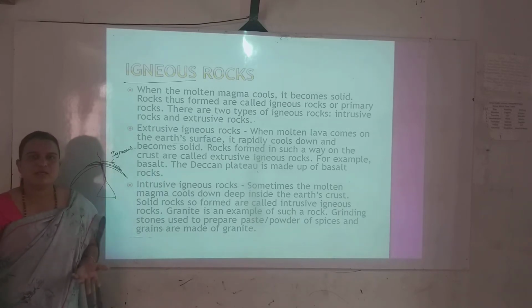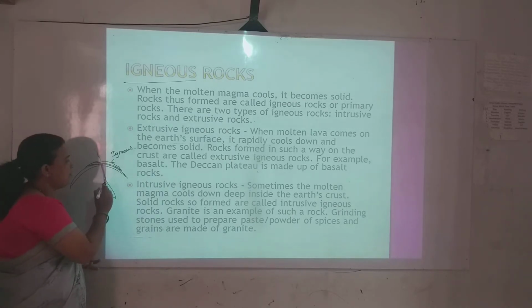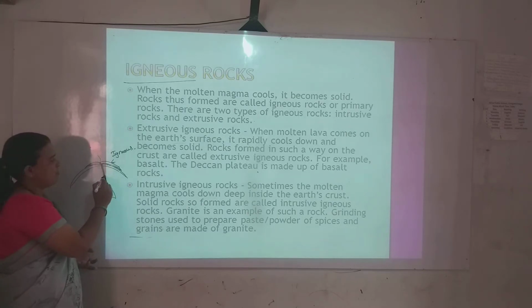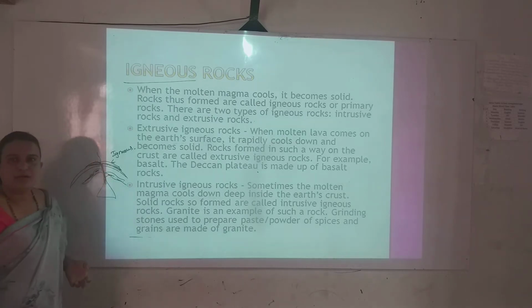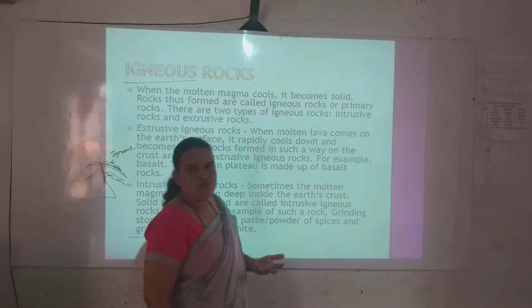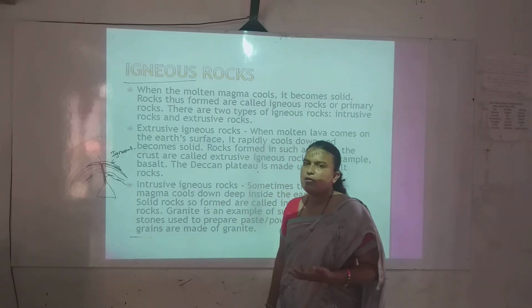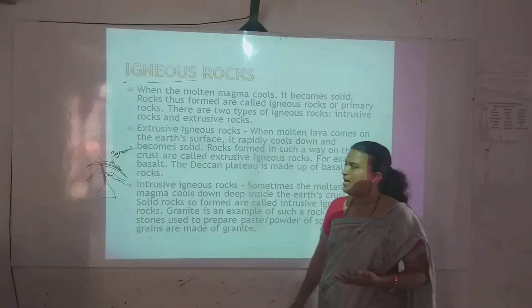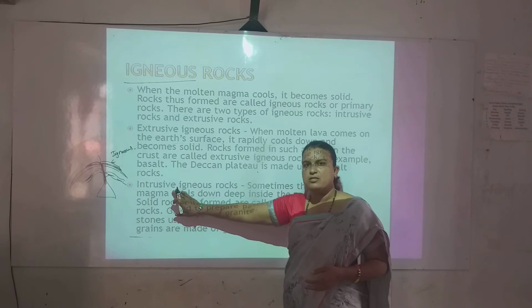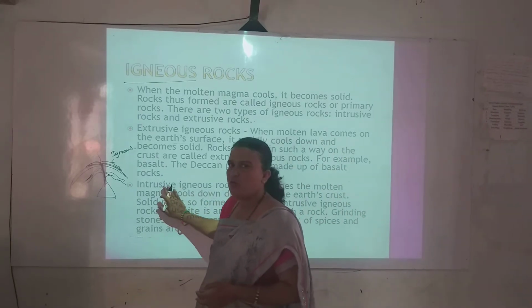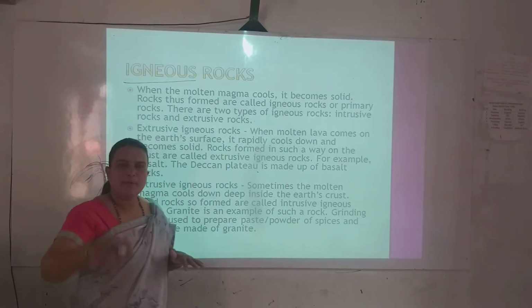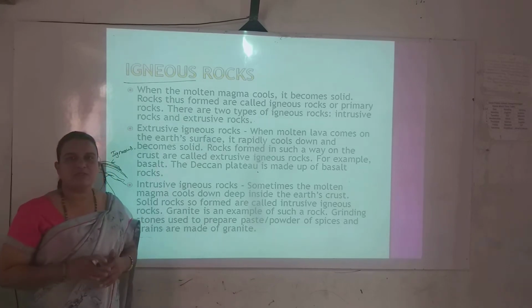But many times magma, before erupting on the surface, reaches various cracks, and over there it cools and the rock formation takes place. Such types of rocks are called intrusive igneous rocks. Intrusive igneous rocks are formed below the surface.